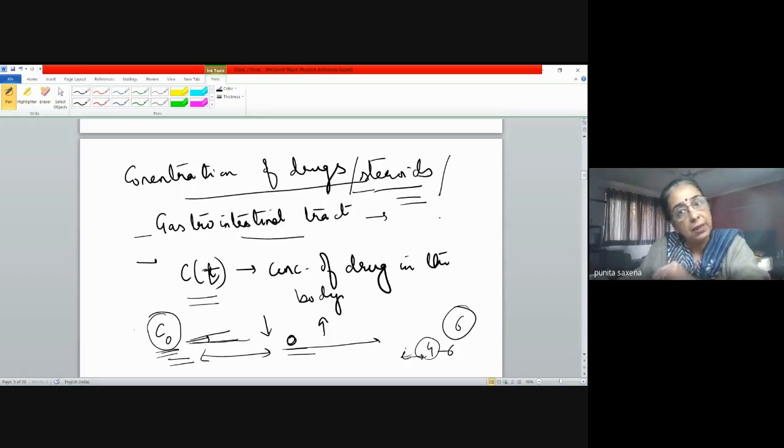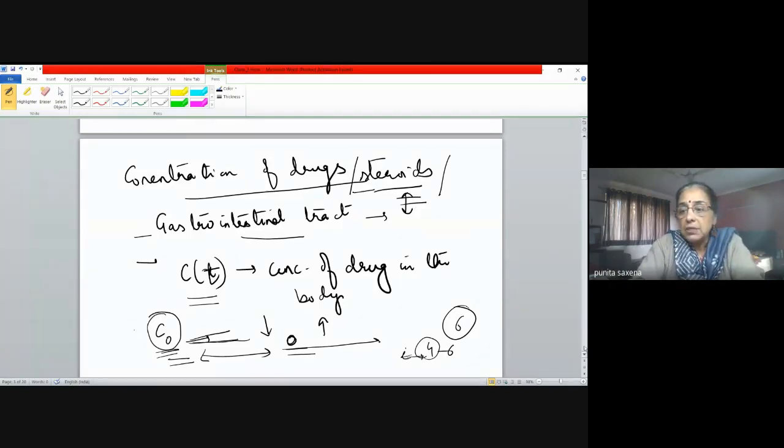And what will happen? They will have an adverse effect on your kidneys. They will have an adverse effect on your heart. Now, a part of it gets absorbed in your bloodstream, and part of it, which is not required, gets passed out of your body via your urinary tract. This is how any drug or steroid works, right?